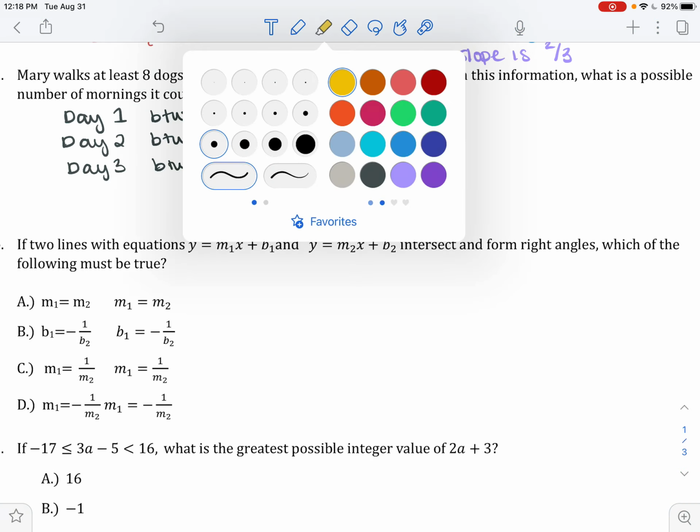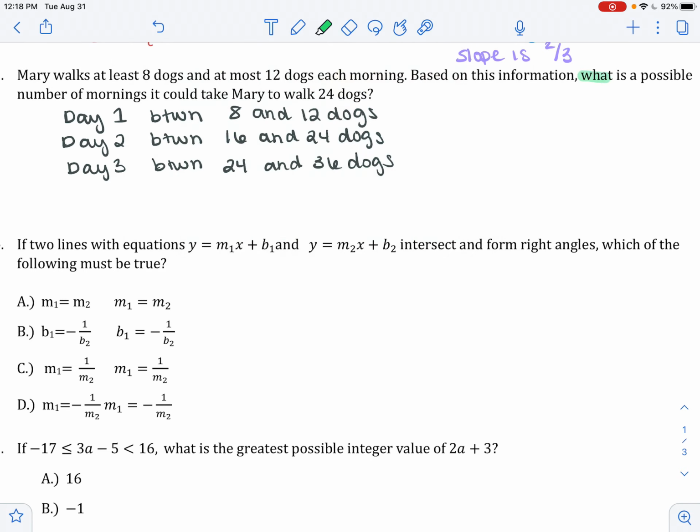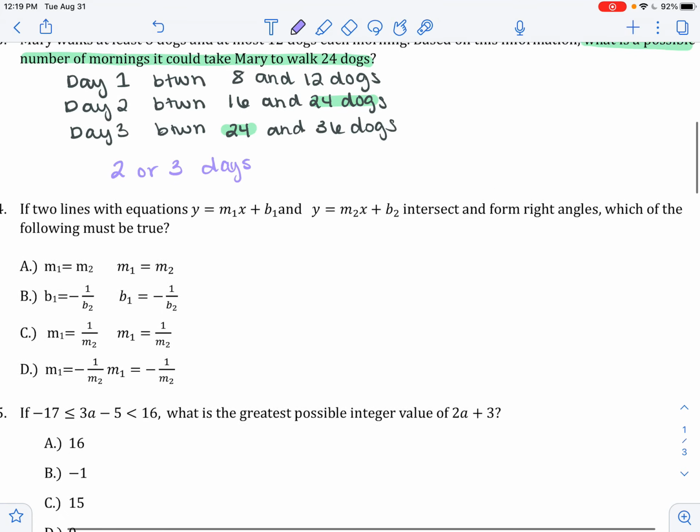So the question was asking us, what is a possible number of mornings it would take Mary to walk 24 dogs? Well, we see 24 dogs in both day 2 and day 3. So we can say either 2 or 3 days or mornings. But either one of those is going to get us those 24 dogs walked.